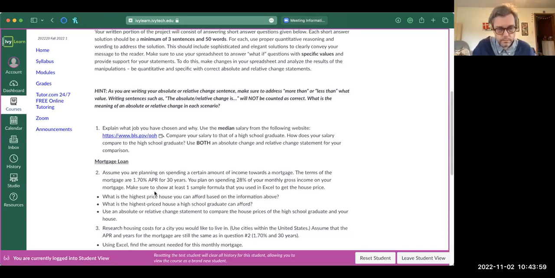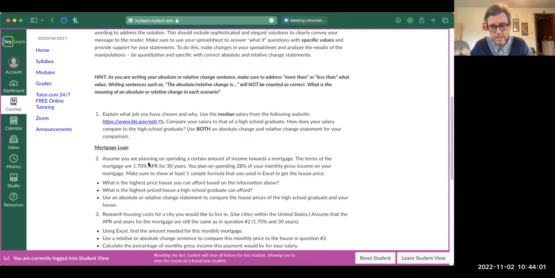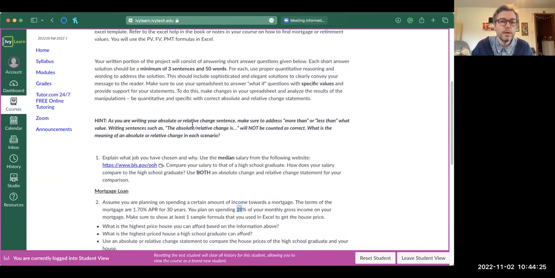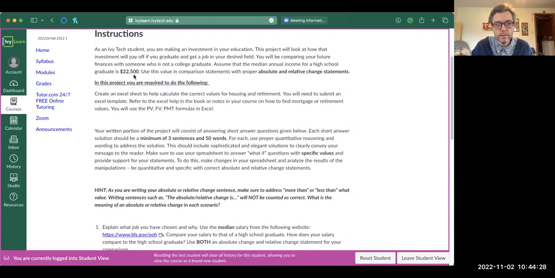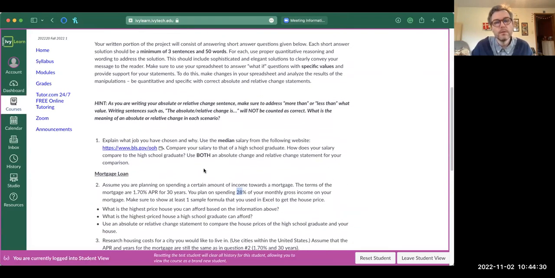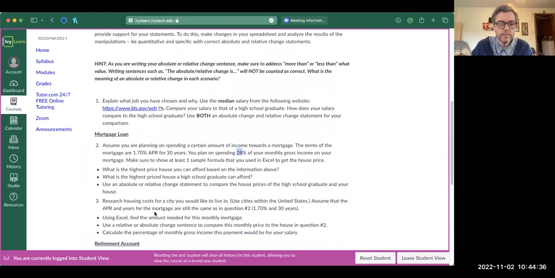All right. We're going to find a house for that person. So we have an APR for their house. They're going to have a 30-year mortgage, and they're going to spend 28% of their monthly income on that house. So we know the payments. So then we can find the maximum loan that they could do because it's 28% of their income. Then we can do all these comparison statements between the high school graduate who's making 22,500 and your chosen profession. Okay, so we can make a lot of that.